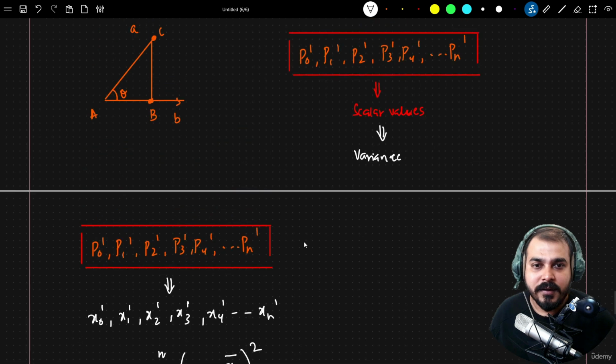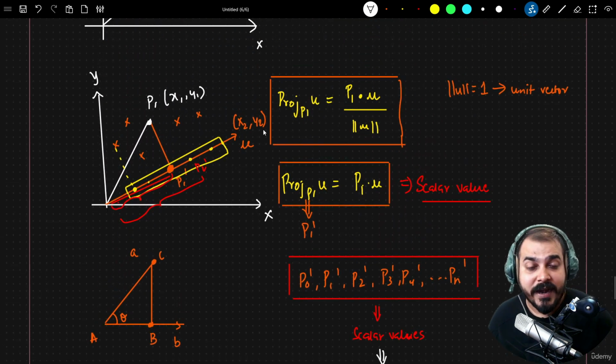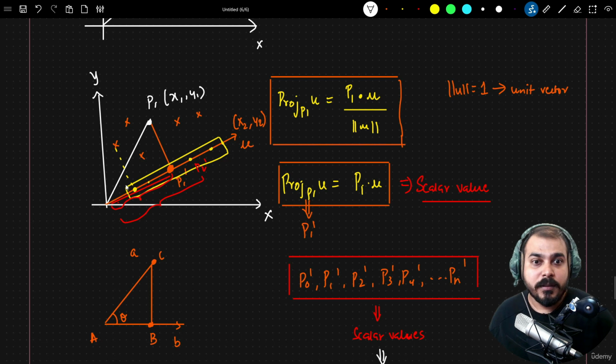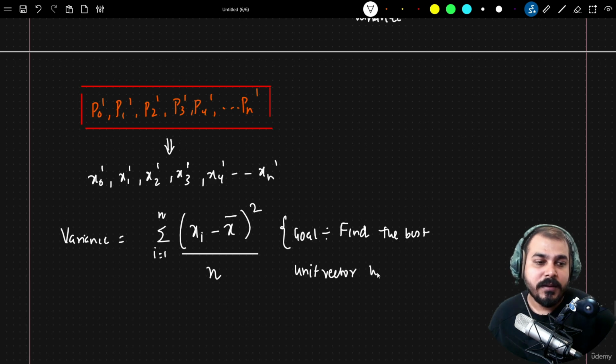And understand here, your main aim will be to find out the unit vector, the best unit vector which has the maximum variance. Your goal is basically to find the best unit vector. And how do we say best? Because it captures maximum variance.